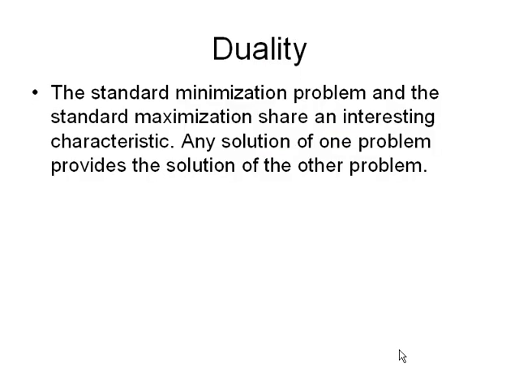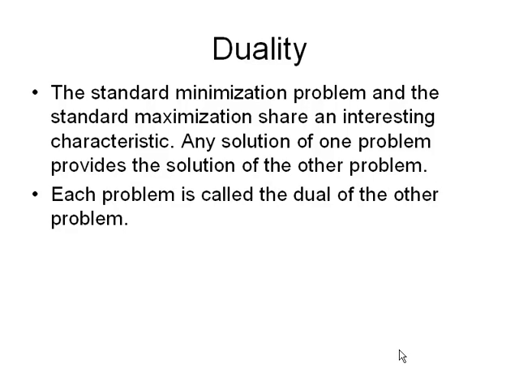So the standard minimization problem and the standard maximization problem share an interesting characteristic. Any solution of one problem automatically provides the solution of the other problem. Each problem is called the dual of the other problem. So the standard minimization problem is the dual of the standard maximization problem, and vice versa.